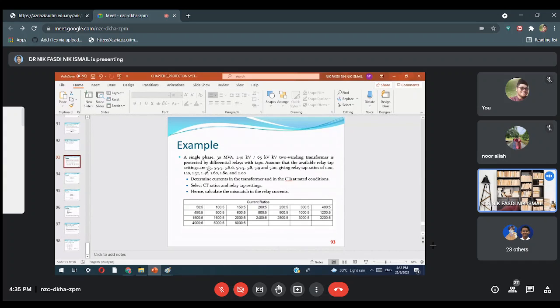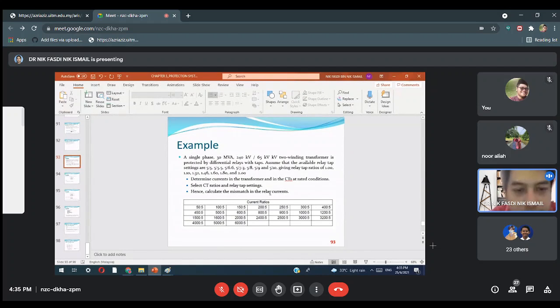This is tap setting. Giving the tap ratio, this one. Okay. Relay tap, okay. Determine the current in the transformer and in the CT rated condition. Satu cari current ni. Okay. Select the CT ratios and relay tap setting. Hence calculate the mismatch in the relay current.